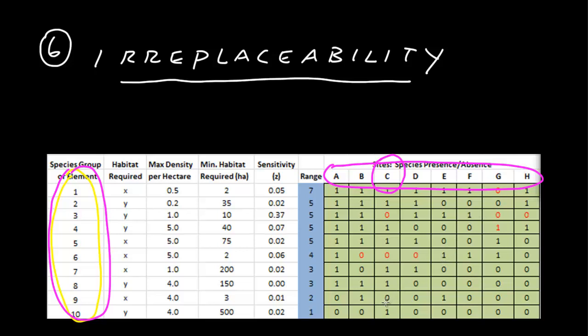Well, if you look closely, site C contains species number 10. And in fact, it's the only site that contains species number 10. In other words, if we lost site C, it can't be replaced. We would fail to achieve our objective of ensuring we've got coverage of all 10 species in our reserve network. So we could lose some other sites and still be okay, but if we lost C, we wouldn't meet our objective. So this is a high priority site, or one that's irreplaceable.